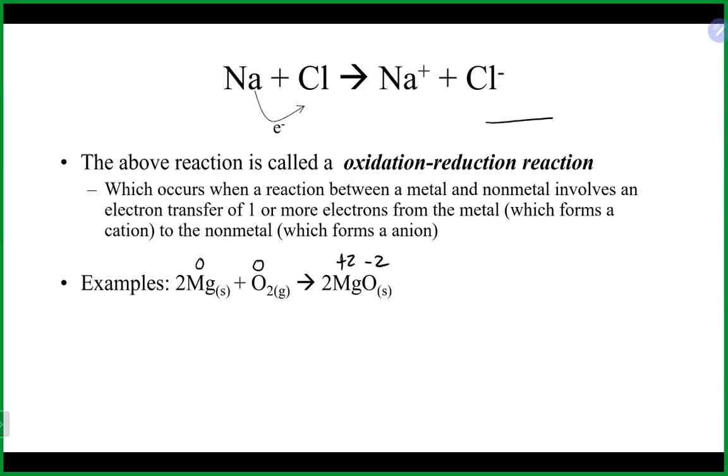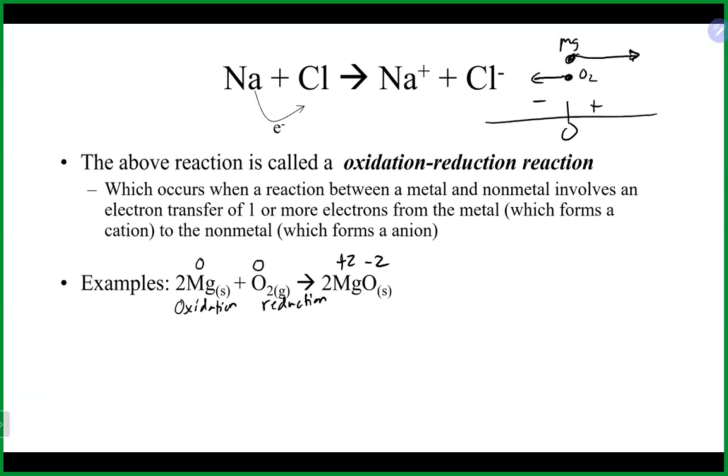So once again, we can figure it out here. Our magnesium is starting at 0 and ending at +2. It is becoming more positive. So it is our magnesium here that is going through oxidation. And that means that our oxygen is going through reduction. It is starting at 0 and ending at -2, which is going in that direction. So it is going through reduction, is becoming more negative in that particular case.